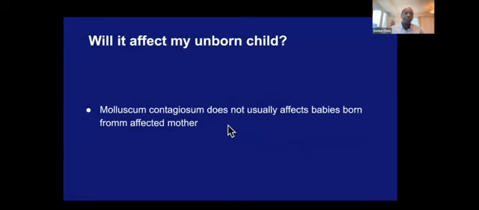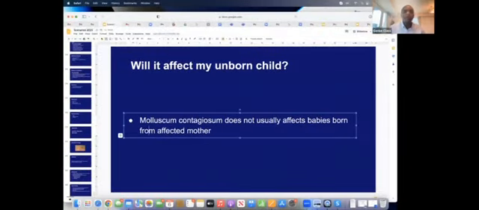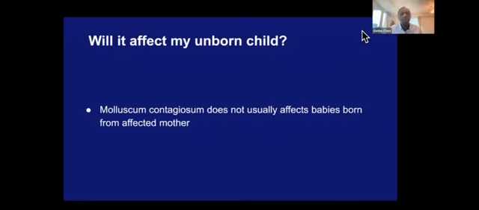Thank you. Now, the question is, will it affect my unborn child? Molluscum contagiosum generally does not affect babies from infected mothers. So even if she is infected, usually Molluscum contagiosum does not affect the unborn child. But it's something that can be monitored when the baby is born, just to make sure everything is okay.